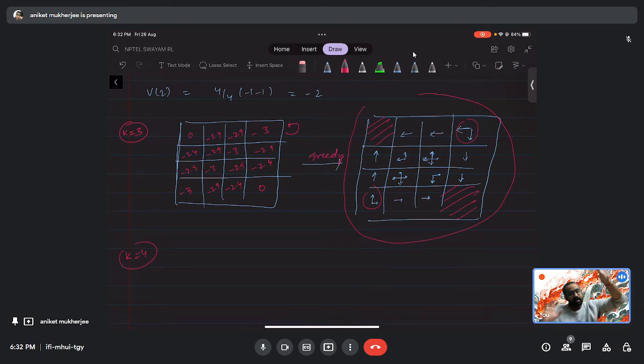Just remember that your underlying policy is equiprobable. And using the equiprobable policy, I'm iterating the values at each and every step. And at each and every step, how do you find a policy once you have converged? This is the way you find a policy. But you have not yet converged.